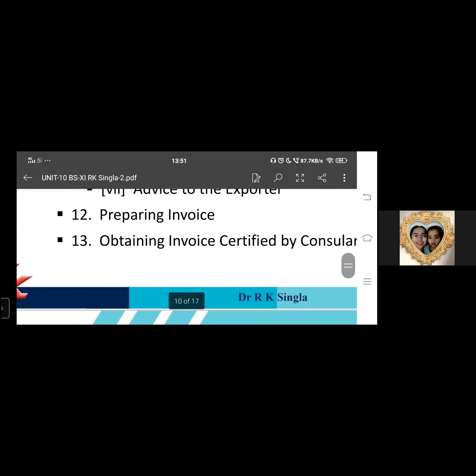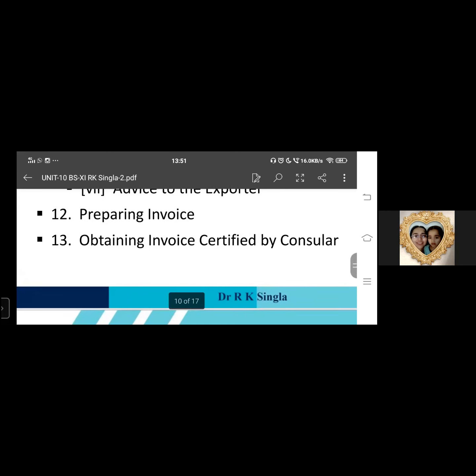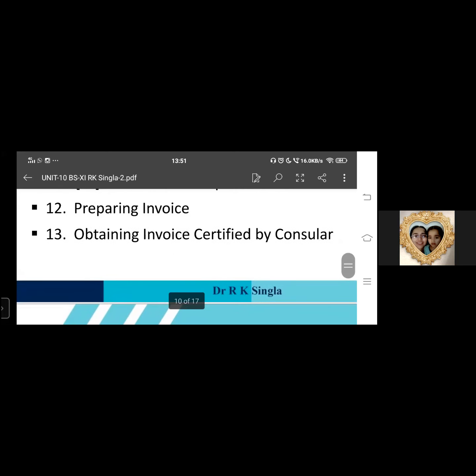So some countries recognize the certified invoice. Note, the invoice only. Such invoices are issued by the trade counselor of the importing country situated in the exporter country. ठीक है, कई बार ये invoice जो है वो counselors जो हैं वो issue करते हैं.